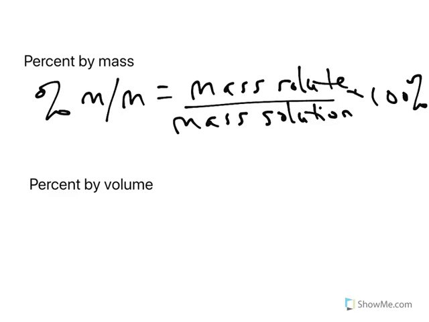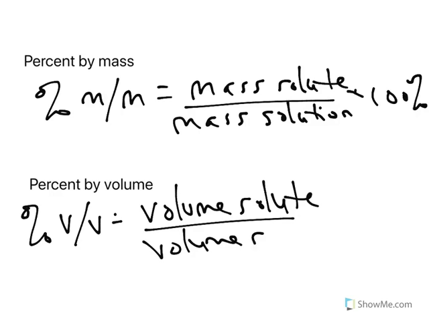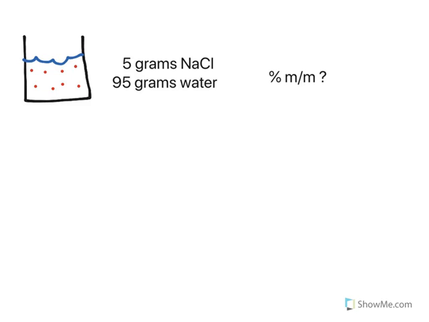The other way that we can look at concentration is percent by volume, which is equal to the volume of the solute divided by the total volume of the solution, again, multiplied by 100%. Okay, so let's work a couple of problems.